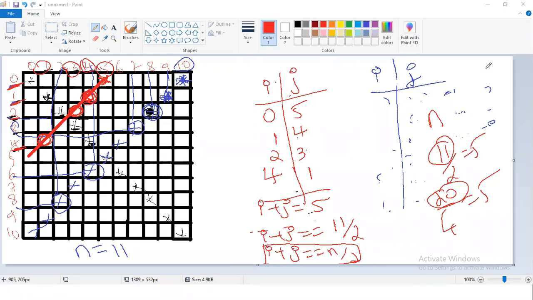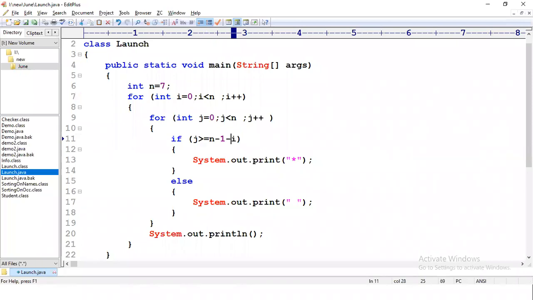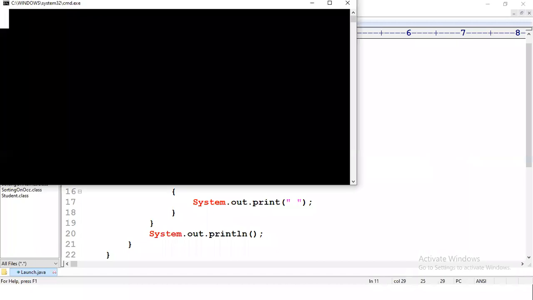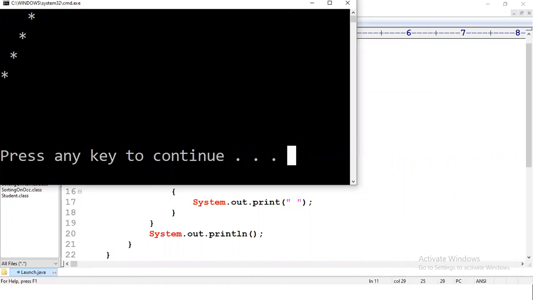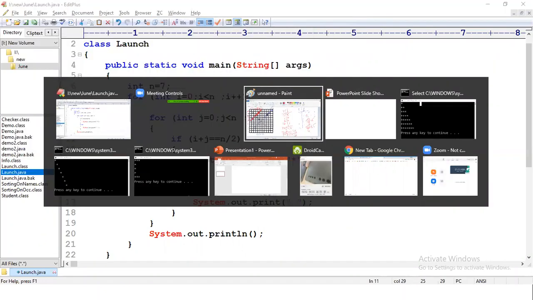So if I go back and write a program for that, I will write here i plus j equals to n by 2. Okay, if I write like that, I'll get that line. Watch here. See, I have got that line. Next, what we have to do? Let's see. Next, I'll undo this.